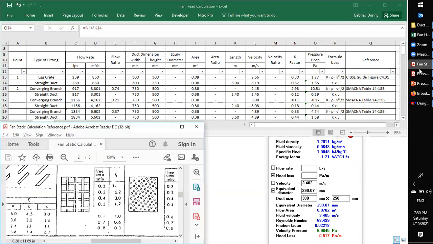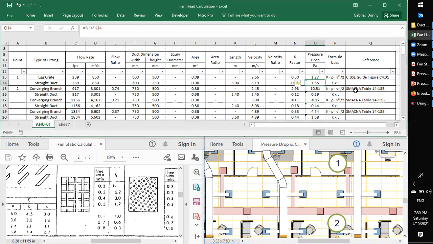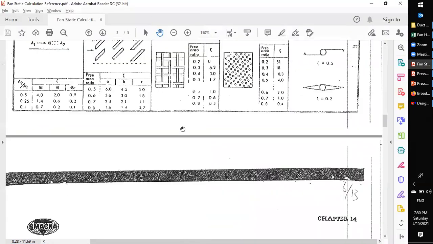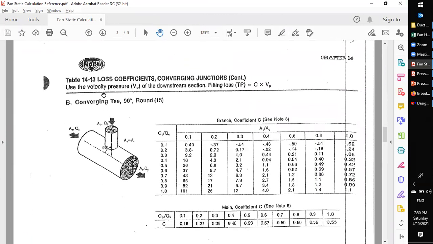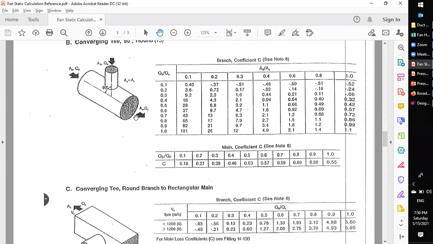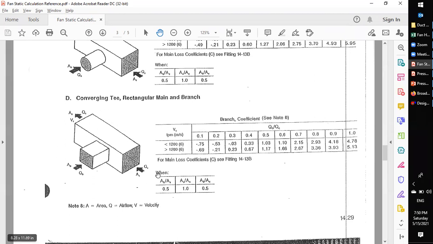Next, here the air travels from here, goes to the straight duct, and then here there's a branch. We call this branch a converging branch. Now our reference is SMACNA table 14-138. SMACNA. There. Converging T. This is what we're doing now.